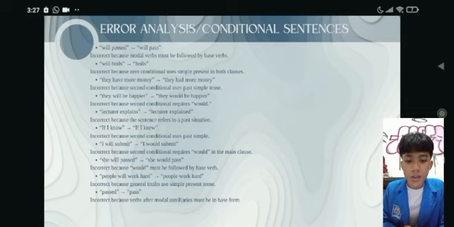Next, "she will pass it": the correct analysis is "she would pass", because "would" must be followed by the base verb. And next, "people will work hard": the correct analysis is "people work hard", because a general truth uses the simple present tense. And then the last, "passed": the correct analysis is "pass", because a verb after a modal auxiliary must be in the base form.